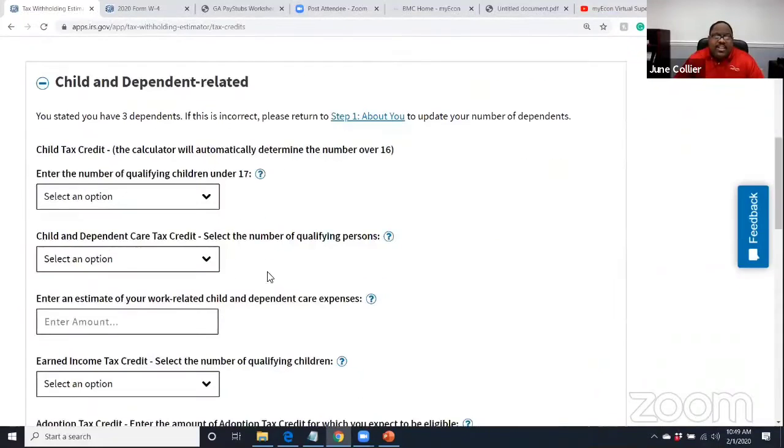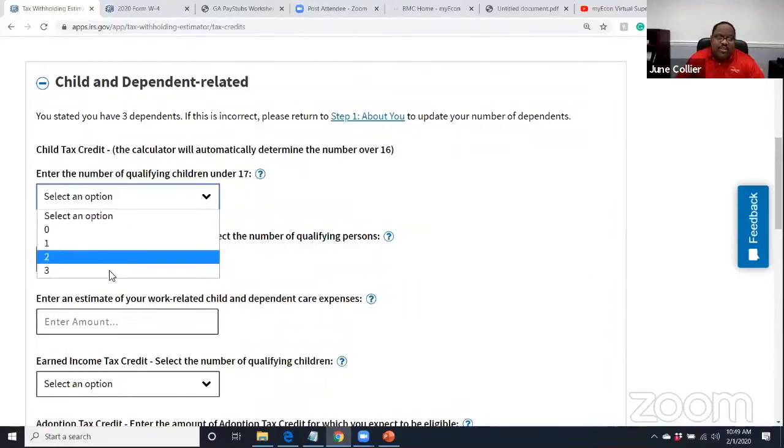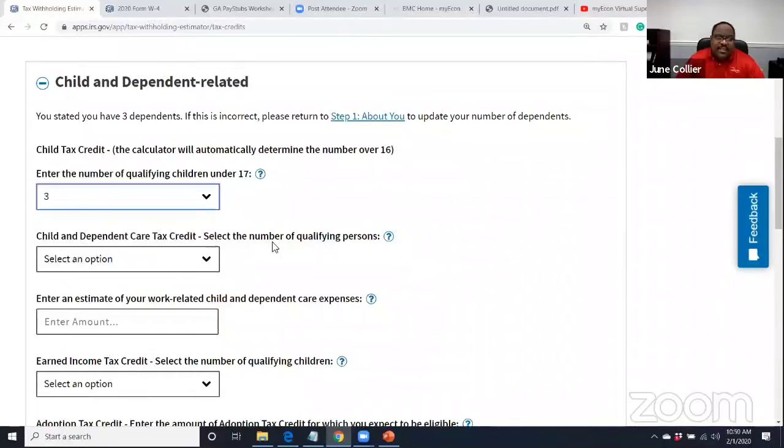And it's going to say child and dependent related. You stated that you have 3 dependents. If this is incorrect, please return to step 1 and update the number of dependents. Enter the number of qualifying children under 17. Well, I told you we had 2, 4, and 6. So we've got 3 children under 17.